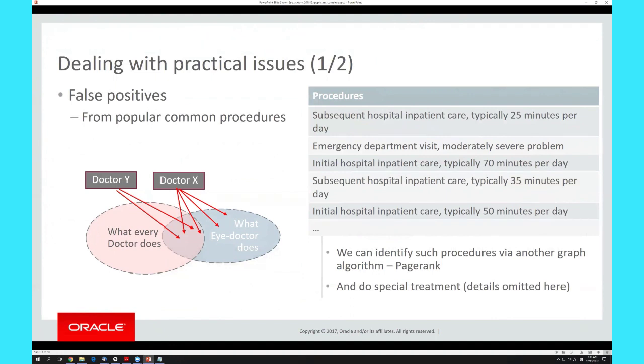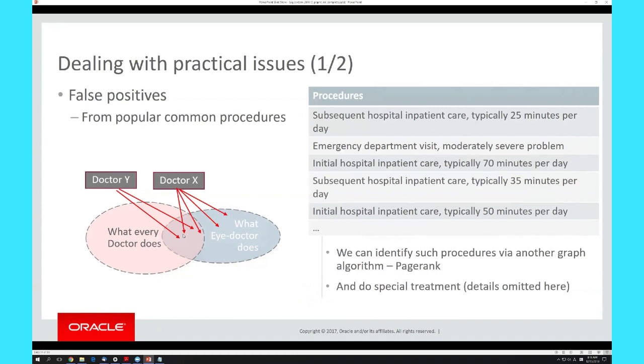When we actually tried to do this, we had to deal with a lot of practical issues. In this specific case, the issue was false positives. In our first naive application of this method, we got a lot of false positives. Why? Because there are some popular common procedures, for example initial patient visit, subsequent patient visit, emergency department visit. These things are typically done by every doctor in the data set. So if this is what an eye doctor does, and this is what every doctor does, then Dr. Y can be seen as close to Dr. X just because he's doing all these common things.